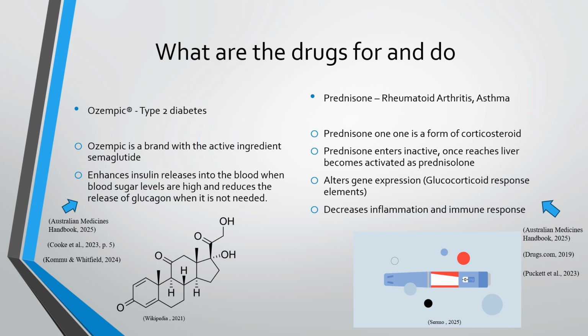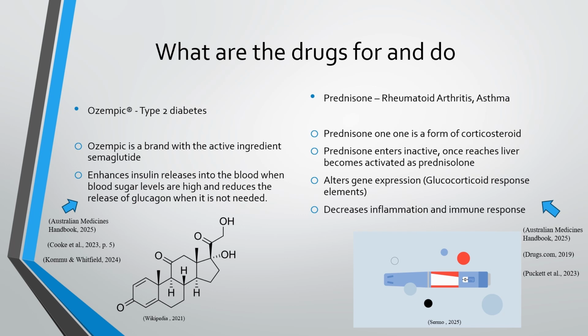Semaglutide is used to mimic the hormone GLP-1, glucagon-like peptide 1. The semaglutide attaches to the GLP-1 receptors inside the pancreas. This action can either suppress glucagon release by alpha cells or stimulate insulin release via beta cells.